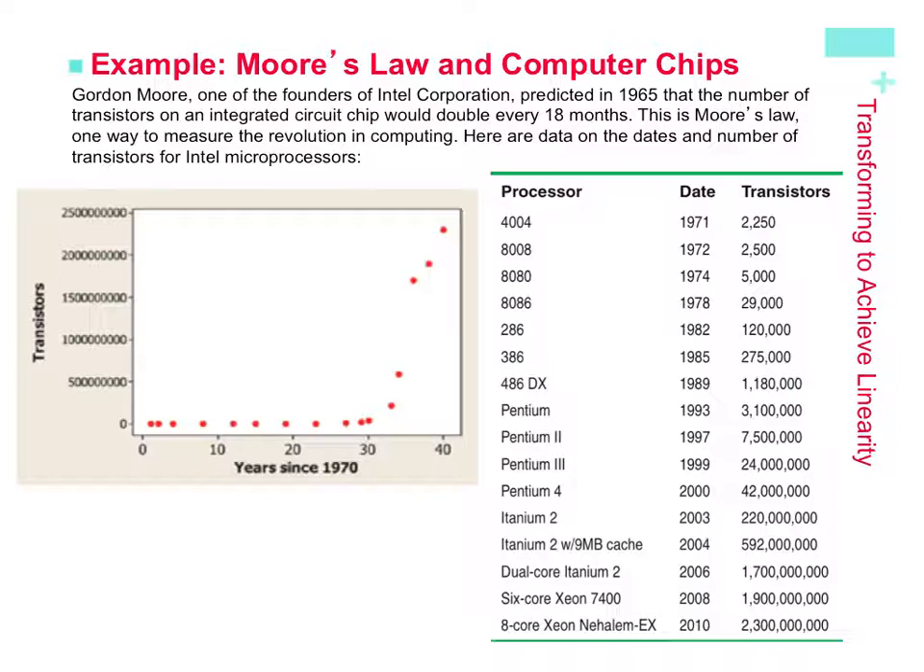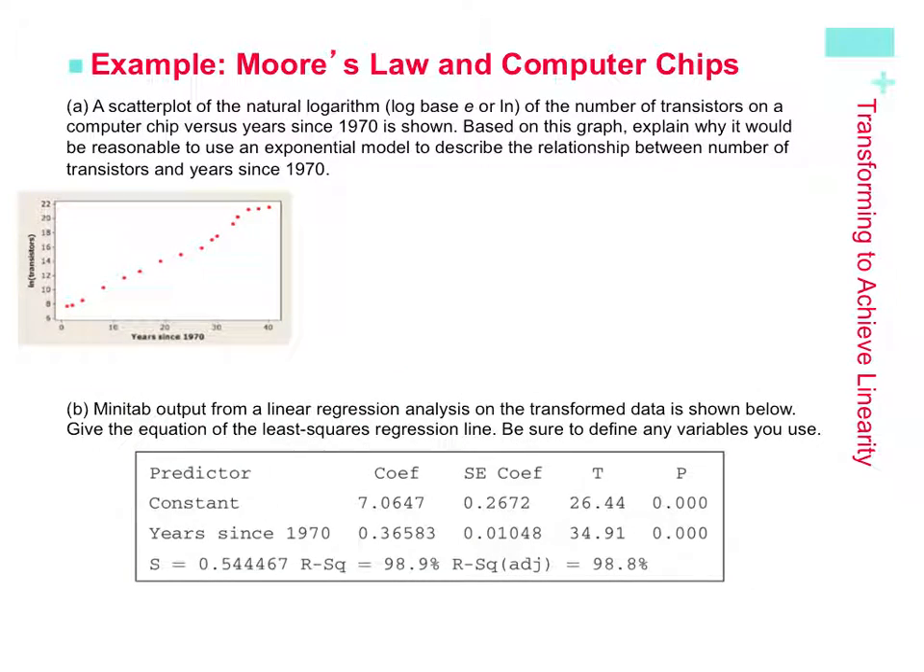Gordon Moore, one of the founders of Intel Corporation, predicted in 1965 that the number of transistors on an integrated circuit chip would double every 18 months. This is Moore's law, one way to measure the revolution in computing. Here are data on dates and number of transistors for Intel microprocessors.